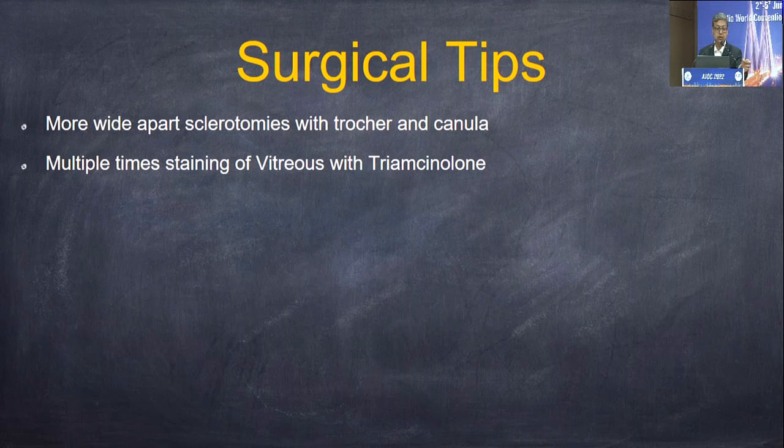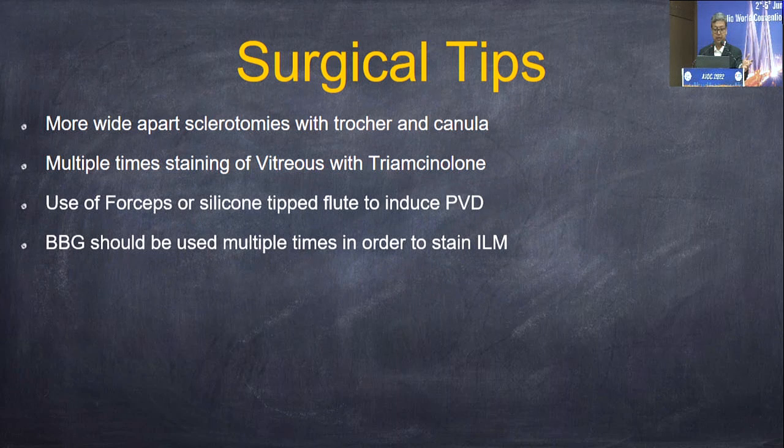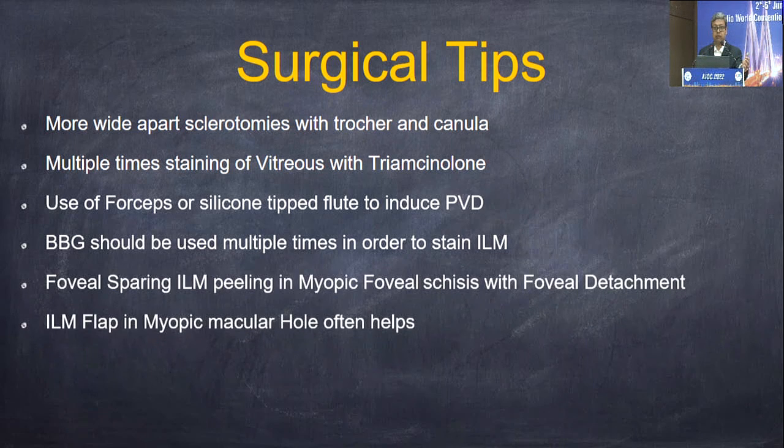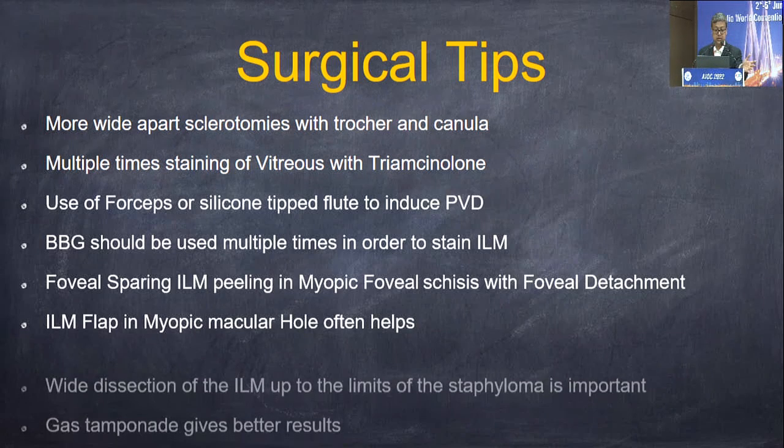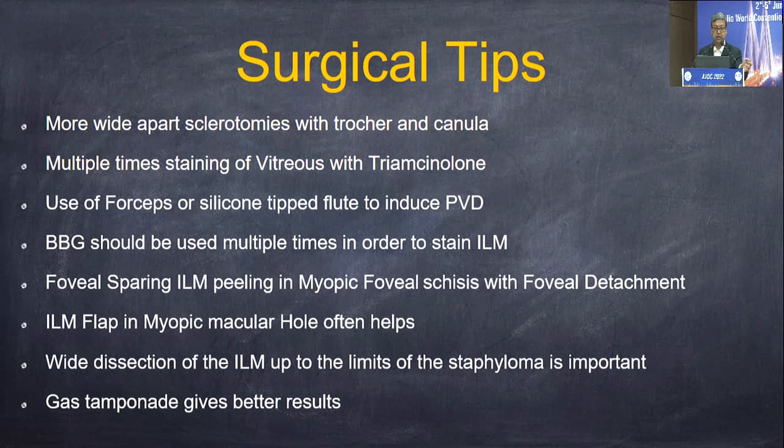Surgical tips: we have to keep the ports wide apart, not to the superior, at around 9 o'clock and 3 o'clock positions. Multiple staining is required in order to see the vitreous properly and do proper PVD induction. BBG dye has to be given multiple times in order to stain the ILM because of lack of contrast from the myopic retina. Foveal sparing ILM peeling is required in cases of only foveal schisis without any macular hole. An ILM flap is a better choice than conventional ILM peeling in macular hole surgeries. And wide dissection of the ILM is required, at least to the area of the posterior staphyloma.